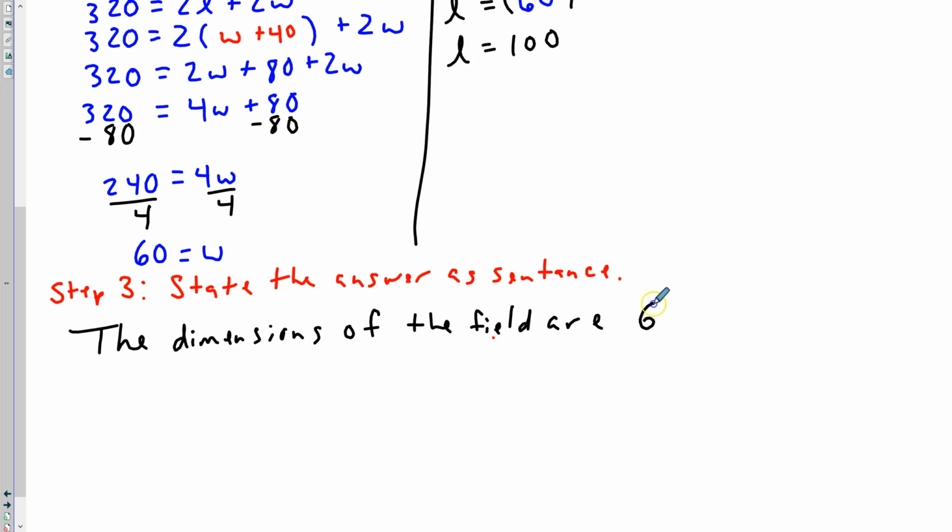So the width was 60, and if we wondered what we were measuring 60 in, they were describing things in the original problem in terms of yards. So this is 60 yards. My other dimension, which is the length, was 100 yards.